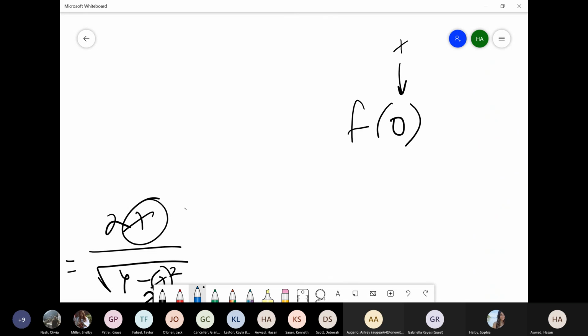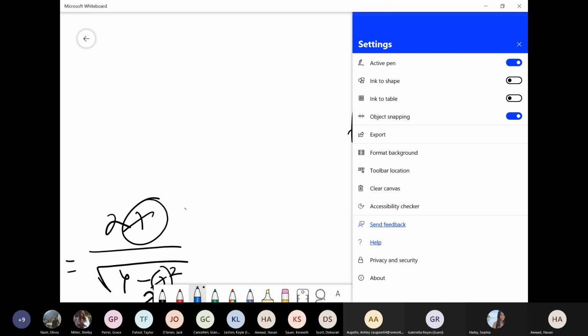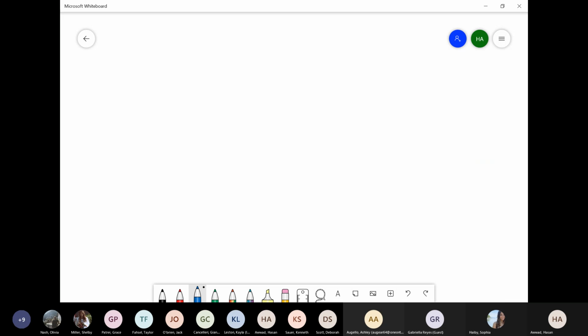Could we do question 42 as well? Sure, we could do 42. So yeah, I definitely wanted to do at least one of the domain questions, so I'm glad that we have enough time to do this.